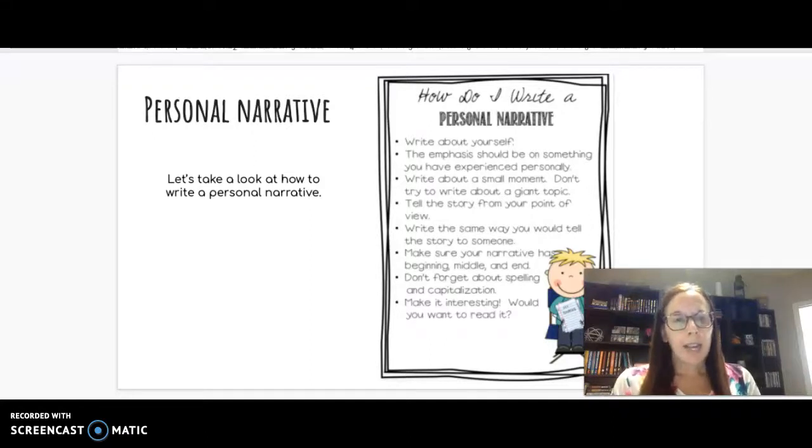On the right-hand side, it says, how do I write a personal narrative? Write about yourself. The emphasis should be on something you have experienced personally. Write about a small moment. Don't try to write about a giant topic. Tell the story from your point of view. Write the same way you would tell the story to someone else. Make sure your narrative has a beginning, a middle, and an end. Don't forget about spelling and capitalization, and make it interesting. Would you want to read it?